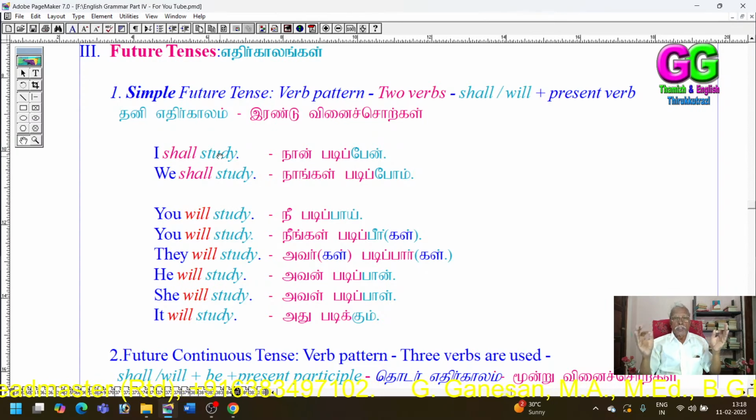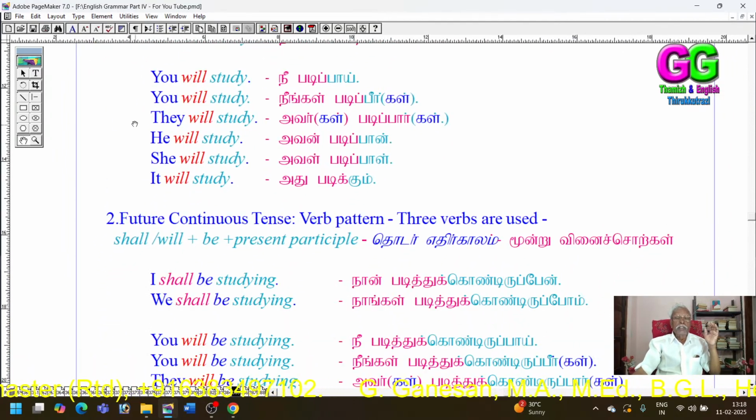So for simple future tense, for first person, I and we, shall plus finite verb. Second and third person, will plus present finite verb. I shall study. Shall auxiliary, study finite verb. We shall study. In third person, the auxiliary is will, then the present finite verb. You will study. They will study. He will study. She will study. It will study.